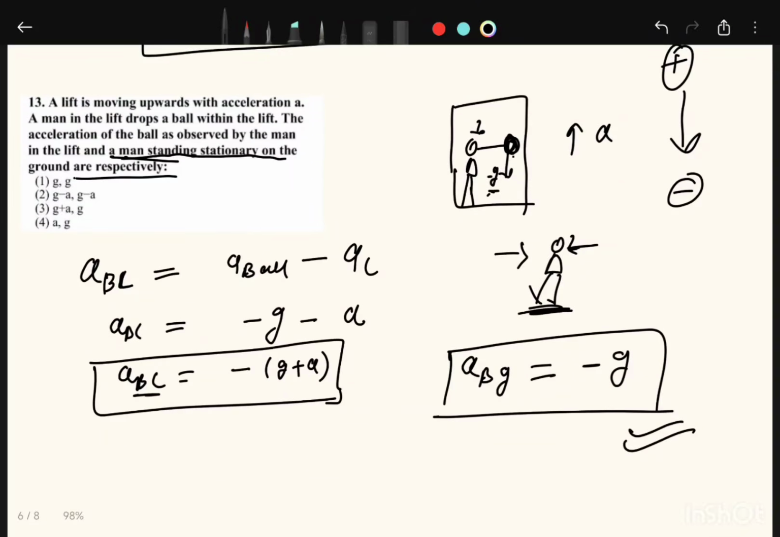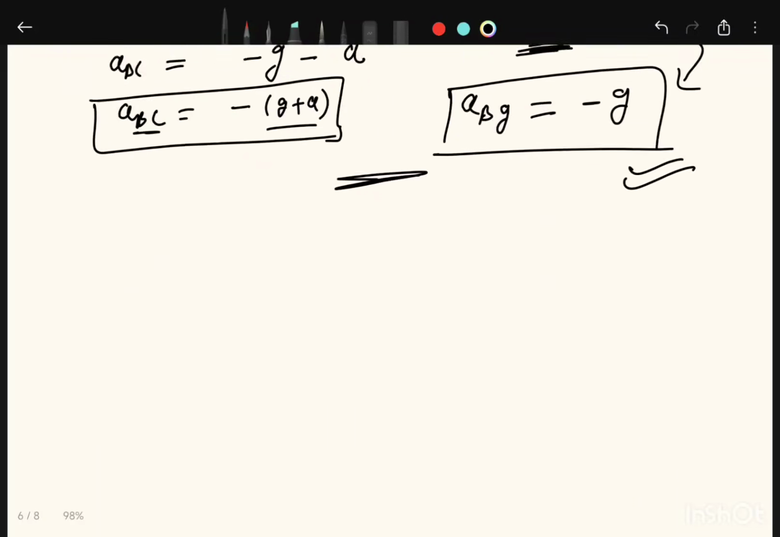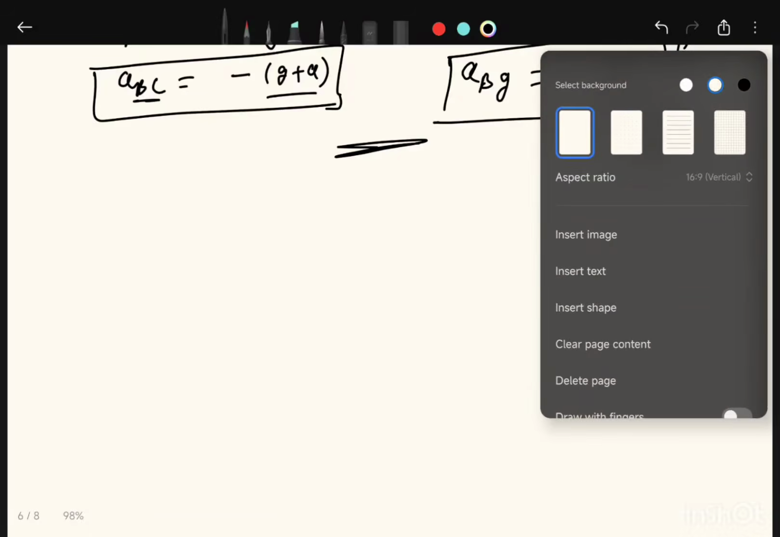So the acceleration of the ball with respect to the person outside, stationary on the ground, will be minus g, which means the ball is looking like it's coming downward with the acceleration g. And the person inside the lift sees that the ball is going downward with acceleration not g but g plus a. I hope this question is clear. Let me move to the next question.